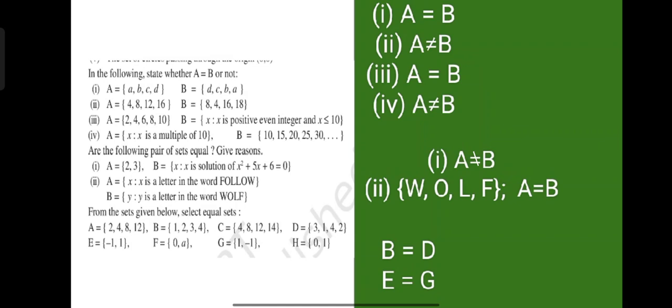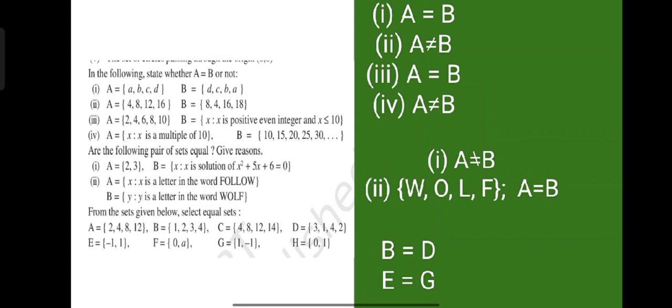Instead it is a multiple of 5. That's why 10, 15, 20, 25 etc. come. So the first one represents multiples of 10 and the next one represents multiples of 5. So they are not equal, and hence A is not equal to B. And in the next one we have to check whether they are equal. I am skipping the first question for some time. We will discuss it later.